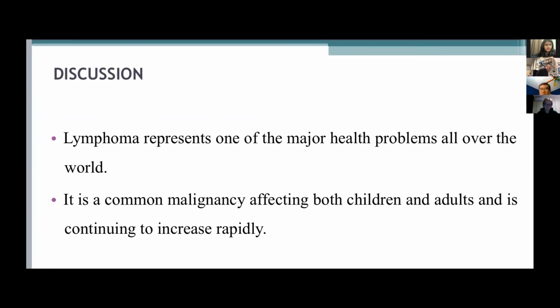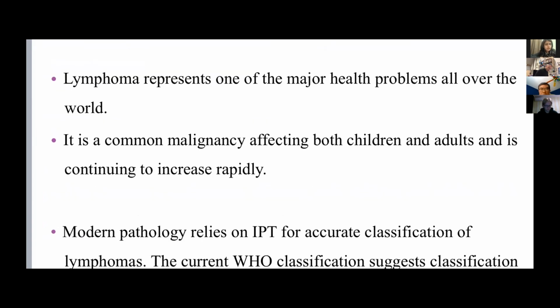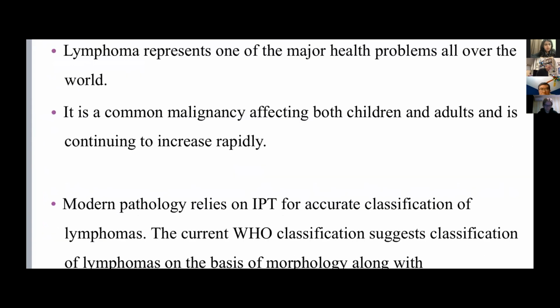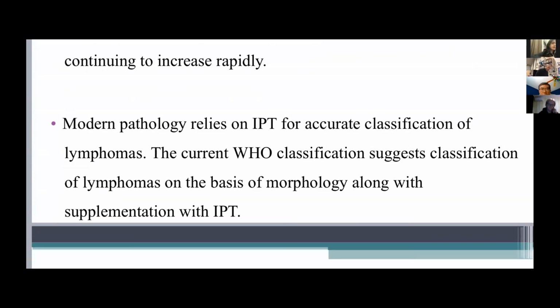So why did we perform this study? Because lymphoma is one of the major health concerns all over the world, and it is increasing day by day. It is a common malignancy affecting both children and adults and increasing rapidly. Modern pathology relies on immunophenotyping for accurate classification of lymphomas. As we already said, the WHO also suggests that the classification of lymphomas should not be done entirely on IPT or entirely on morphology. It should be a combined approach, on the basis of morphology along with supplementation with IPT.